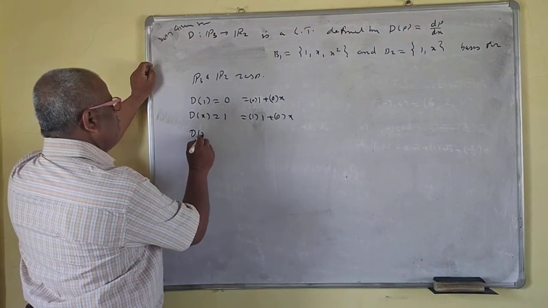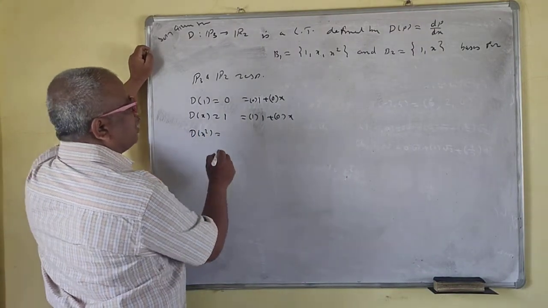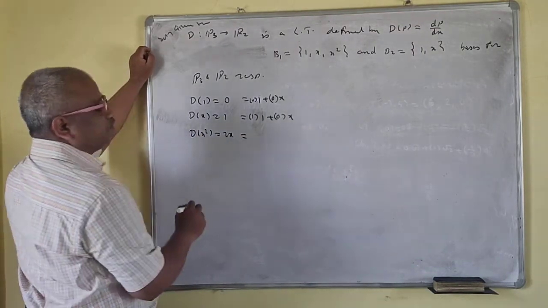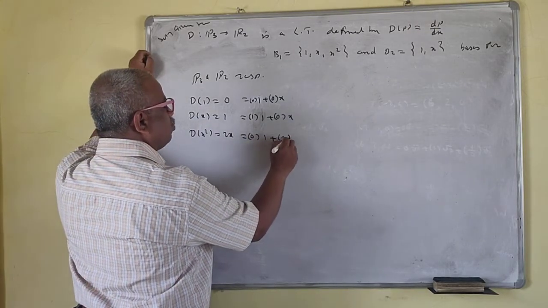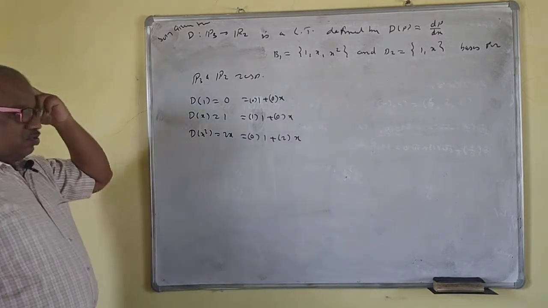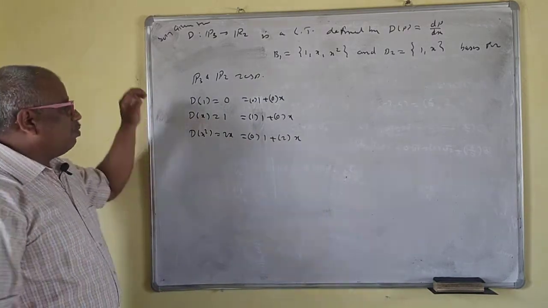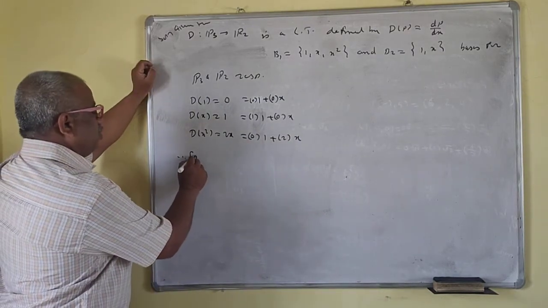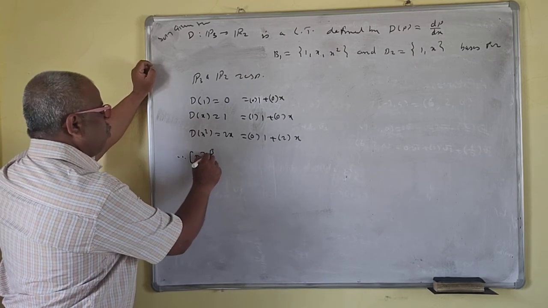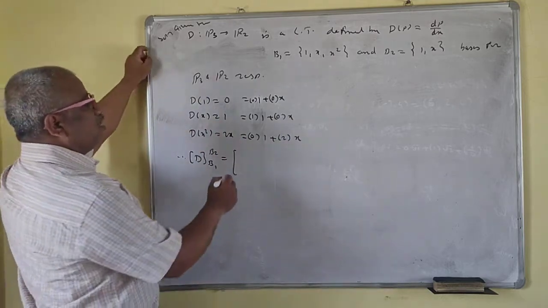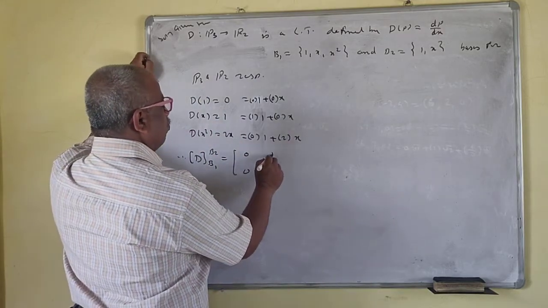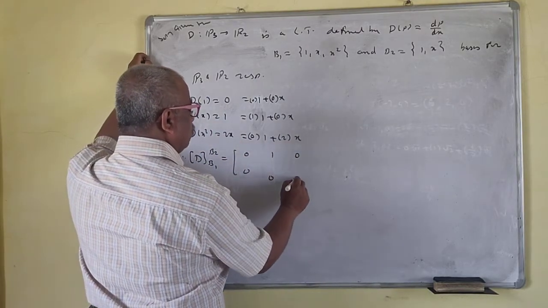Then D of x square, you have to take the derivative of that. So this is what? Twice x. Okay, so this is what? 0 into 1 plus 2 into x. Okay, this is a linear combination. Okay, so therefore this is what? B1 to B2 is equal to, you have to write this column wise. Okay, so 0 0 1 0 0 2.